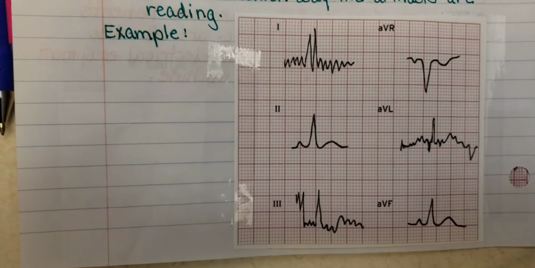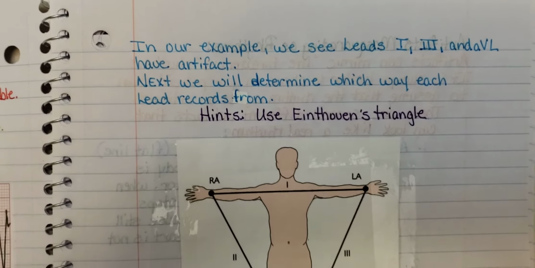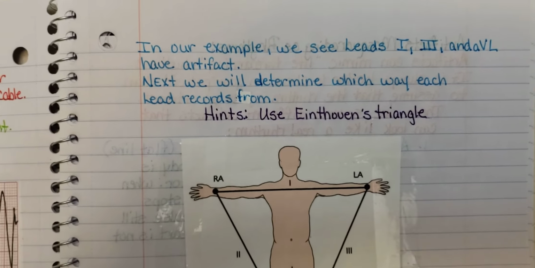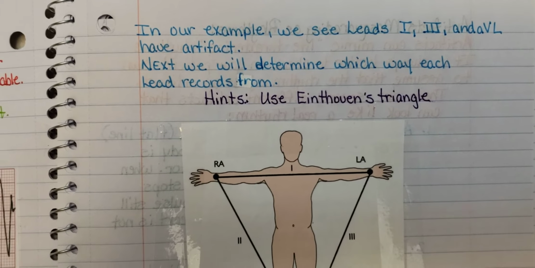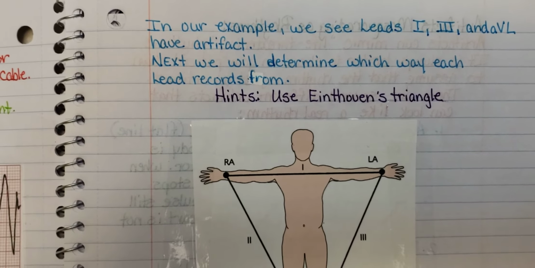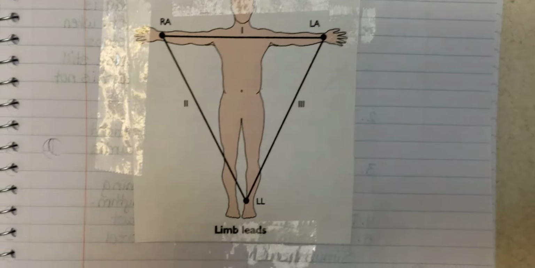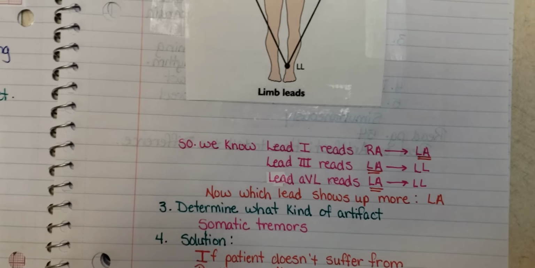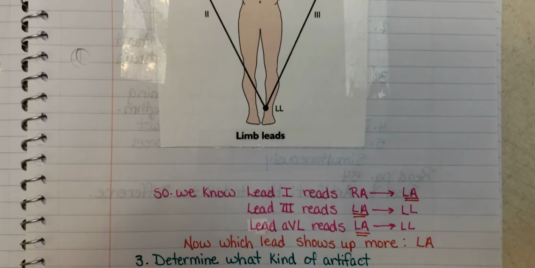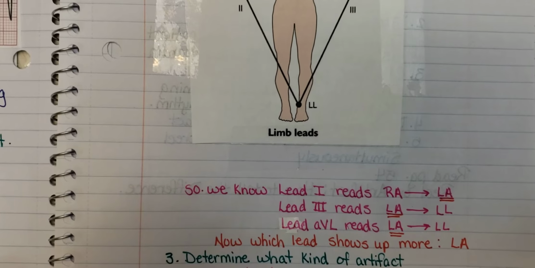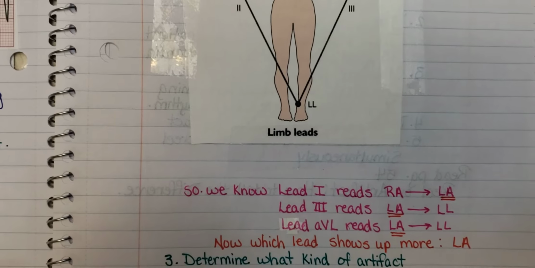Example. In this example here, we see that leads 1, 3, and AVL have artifacts. Next, we will determine which way each lead records from. Hint, hint: always try to remember Einthoven's triangle. Right. So we know that lead 1 reads from right arm to left arm. We know that lead 3 reads from left arm to left leg, and that AVL reads from left arm to left leg at a diagonal.